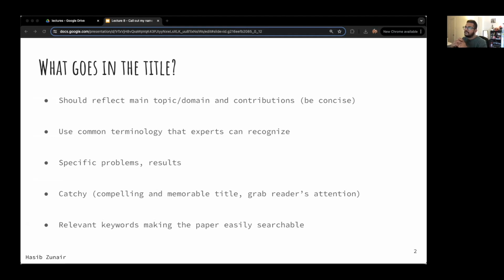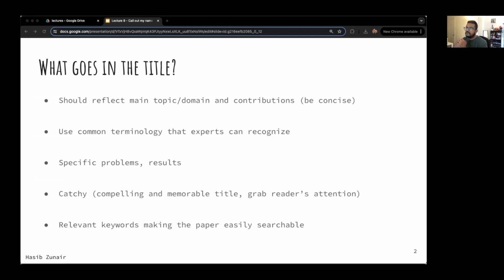First, it should reflect the main topic or domain that you are working on, and also the core contributions that you are making in your paper. And this should be as concise as possible. Second, you should always use the common terminologies that experts can easily recognize. For example, if you are working on classifying images, formally the task would be known as image classification or image recognition. So you would always want to use those kinds of words in your title.